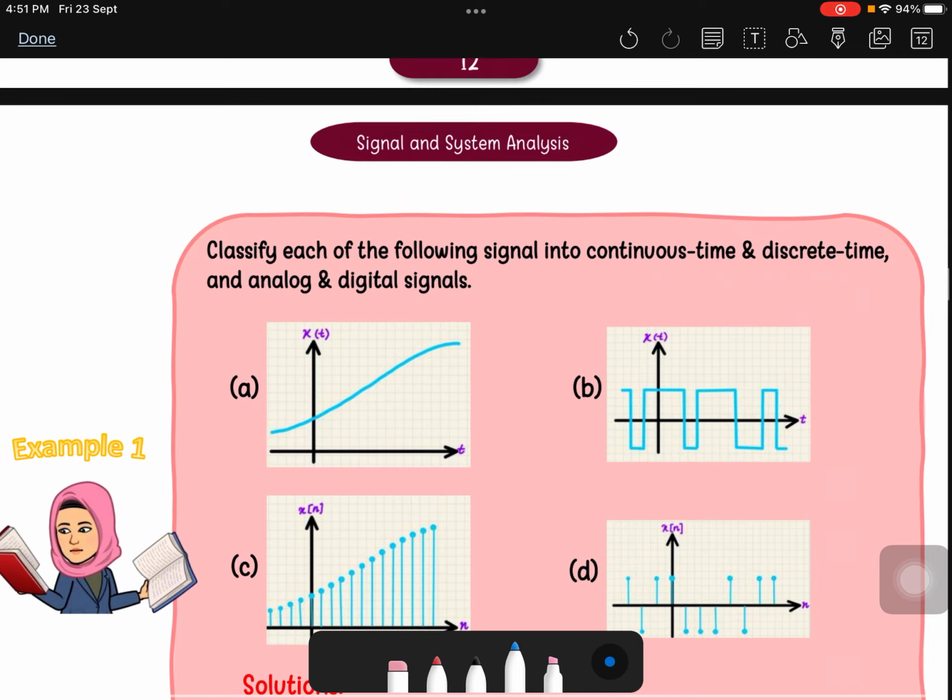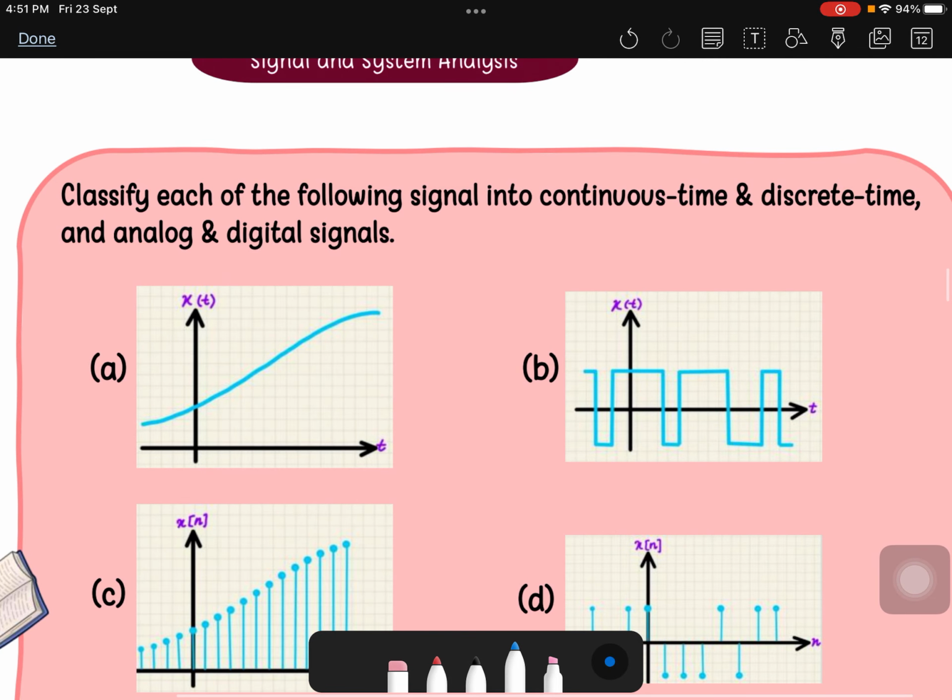Okay, so for figure A here, we can see that the amplitude varies continuously with time. For example, at this time, this is the value of the amplitude, and then at this time, this is the amplitude. At this time, this is the amplitude. So you can see the amplitude varies continuously with time. Therefore this is a continuous time signal.